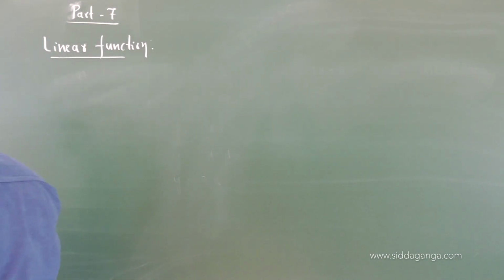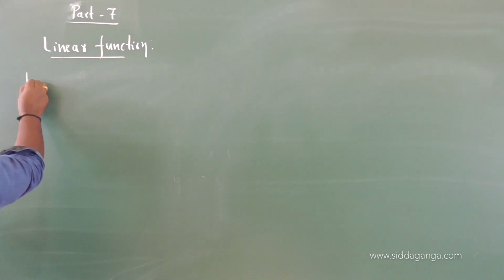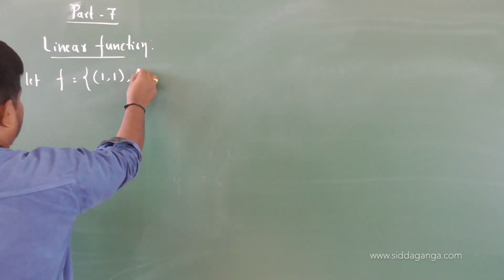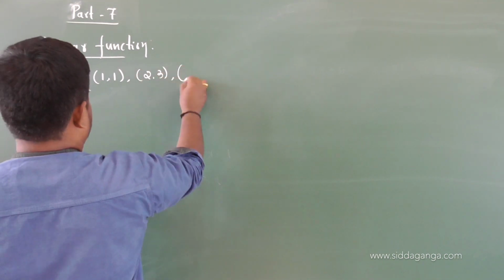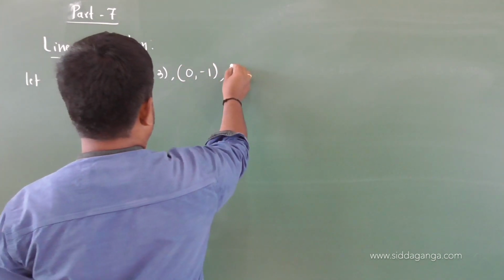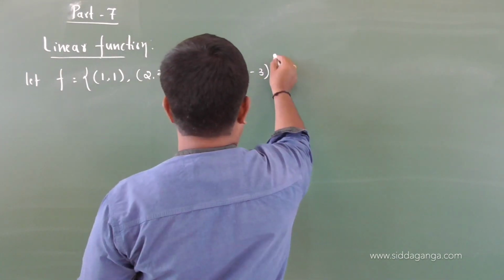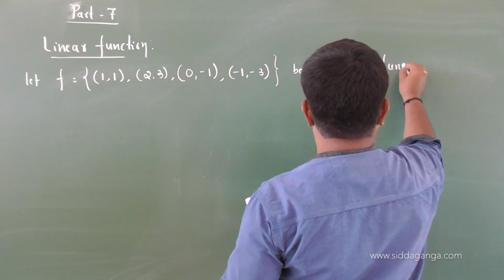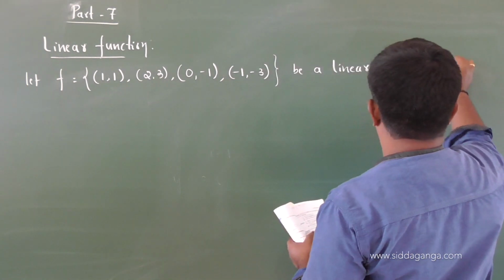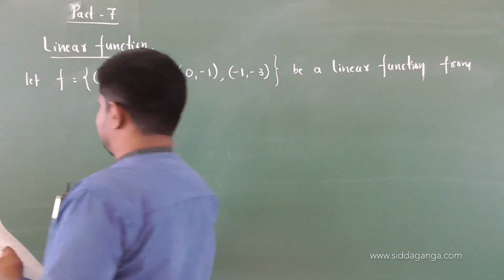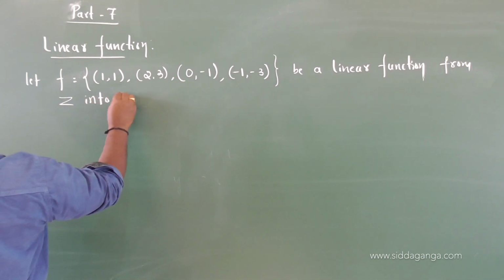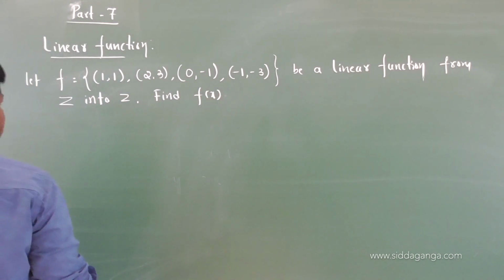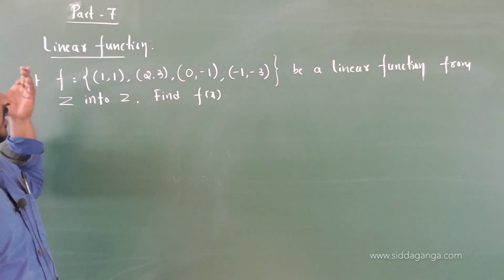Okay, the question is like this: let f equal to a function, f equal to (1, 1), (2, 3), (0, -1), (-1, -3), be a linear function from Z to Z. Find the function f of x.